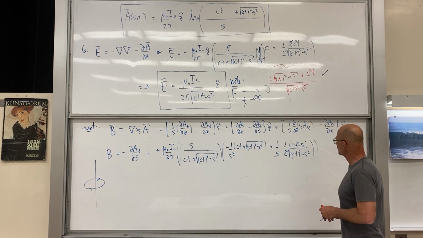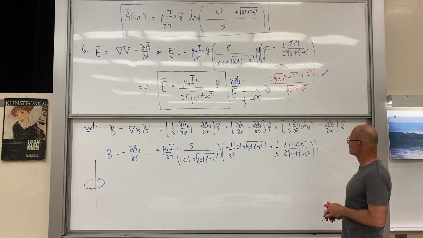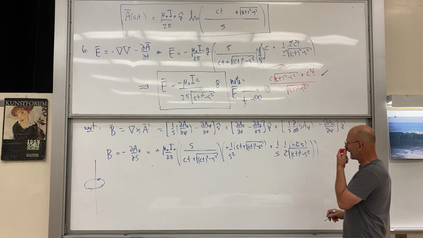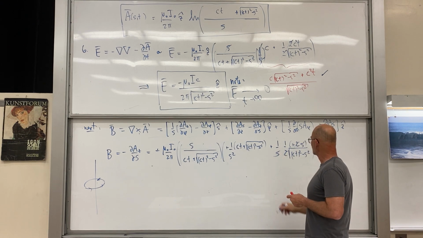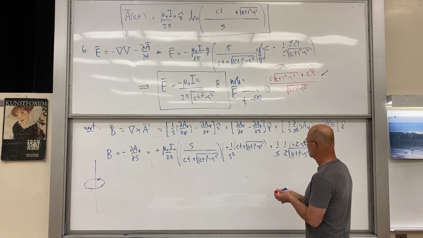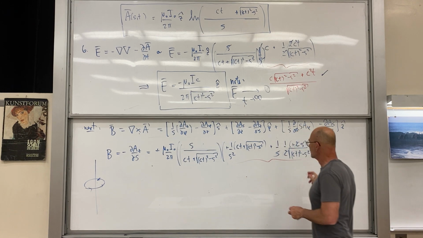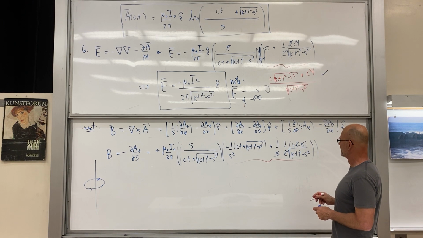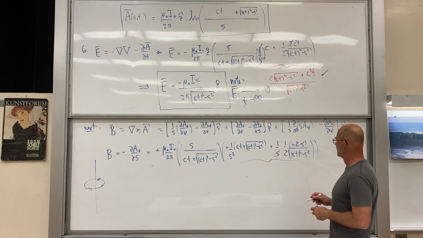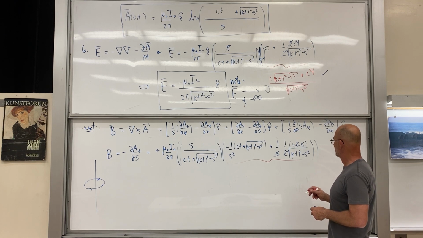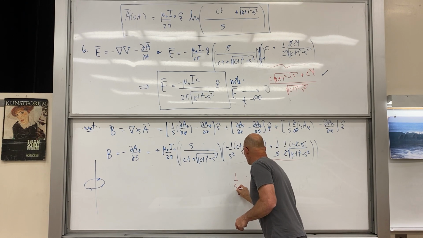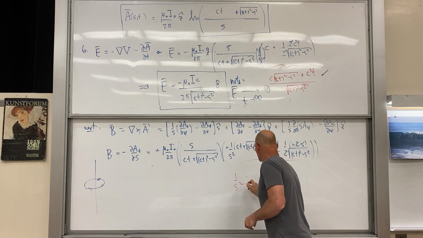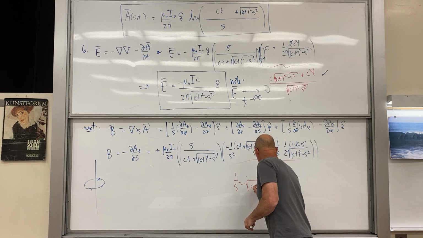And the 2's are gone as well. And these S's as well. So what do we have here? We have S squared root CT squared minus S squared.